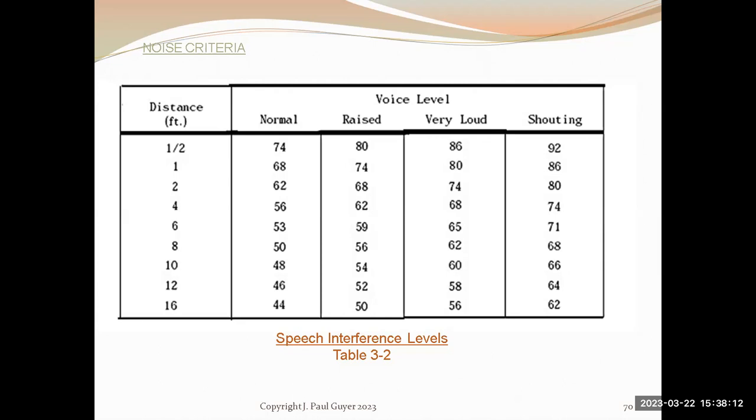Again, if the people are 6 feet apart, they could communicate reasonably in raised voices in a 59 dB environment, and so on and so forth. This just illustrates the concept of speech interference levels. These are for two or more people in the receiving room needing to communicate to each other.